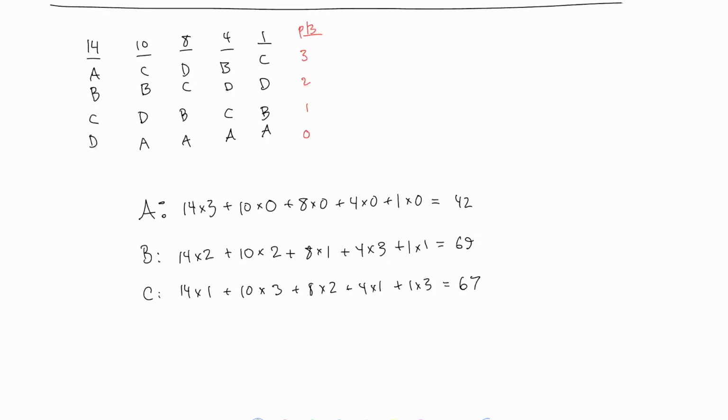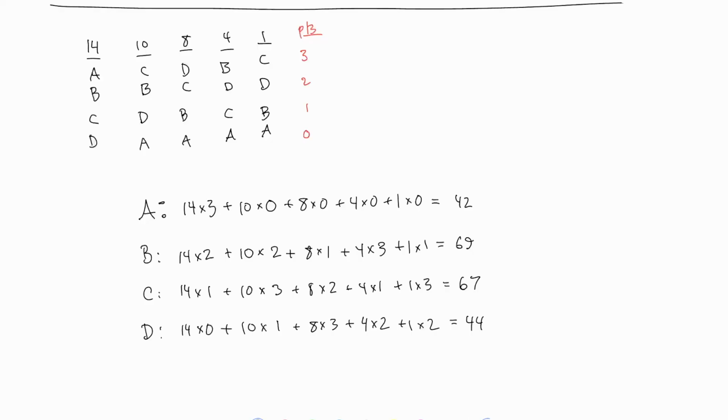And then finally, the D's. I hope everybody is clear on what's going on here. 14 times 0. The next one will be a 10 times 1, and then an 8 times 3, and then a 4 times 2, and then a 1 times 2. And these add up to 44. Anybody got questions about how we did the numbers?